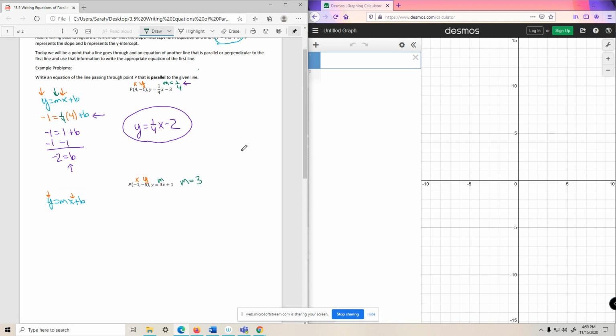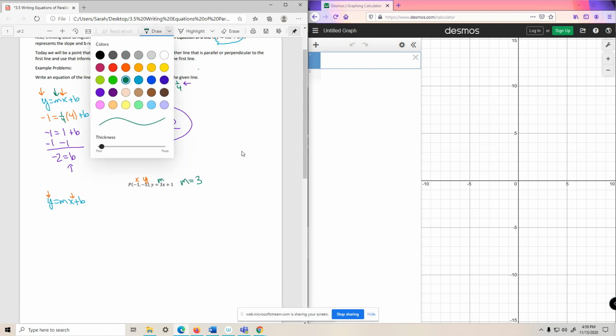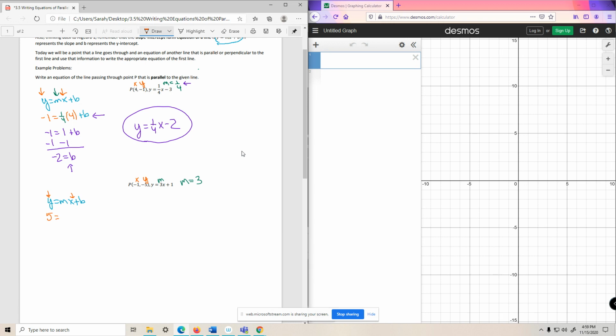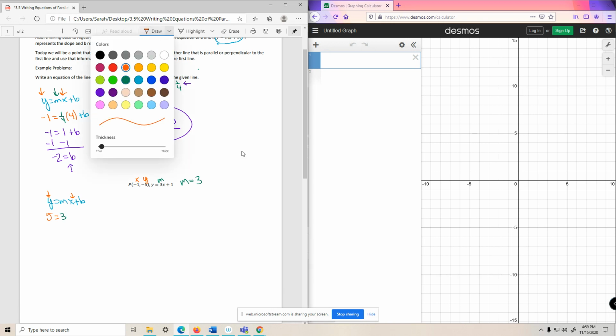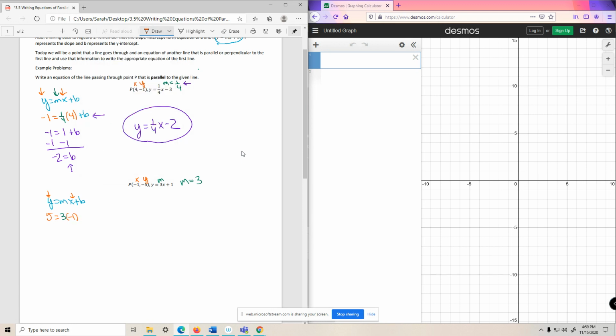Let's put all those things where they go. So y is -5 equals m is 3, x is -1. And then we don't know b, so it stays plus b. Now I need to solve this equation. 3 times -1 is -3. And then getting b by itself, I need to add 3 to both sides to undo the -3.